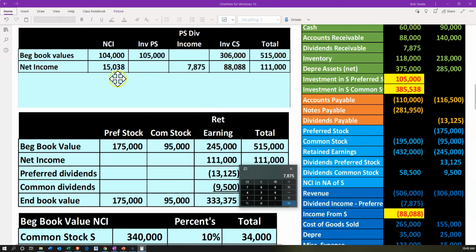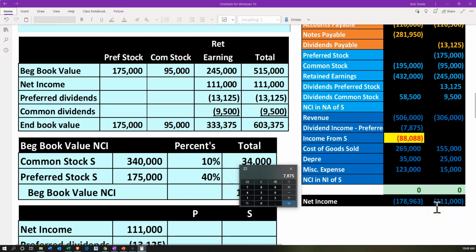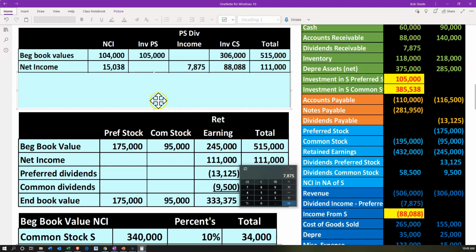So scrolling back up, if we add these up, then that's how we're going to be breaking out the net income. So that's going to be, in other words, adding this column up adds up to the 111,000, which of course is the net income for S. That's going to be our breakout for the net income of S.